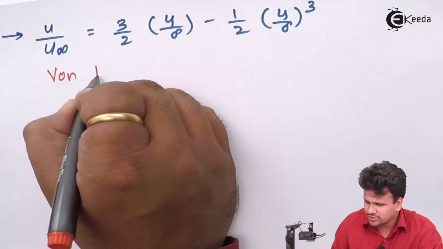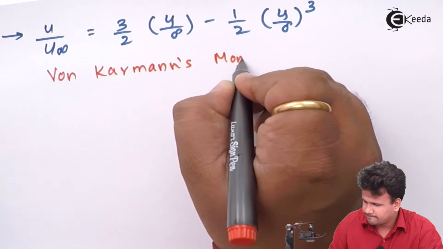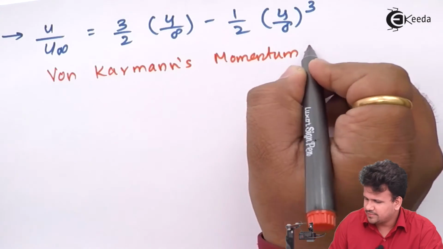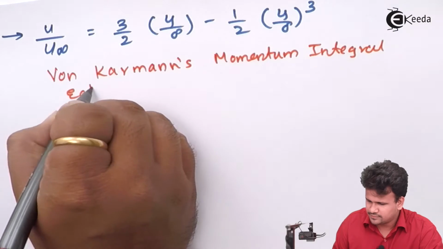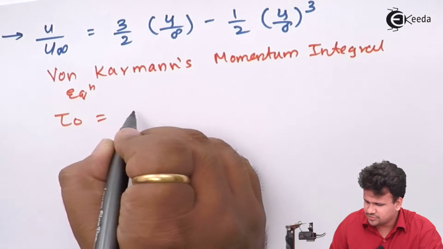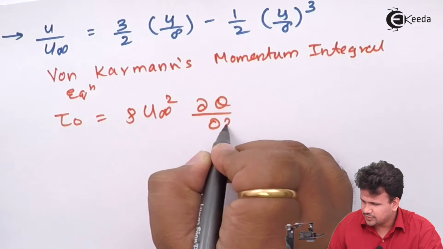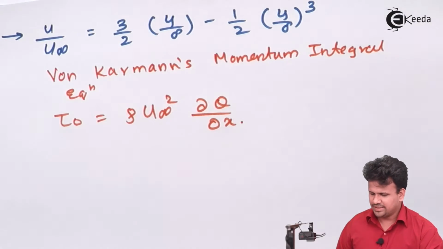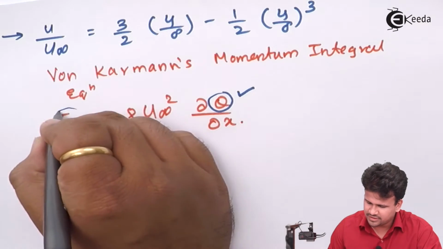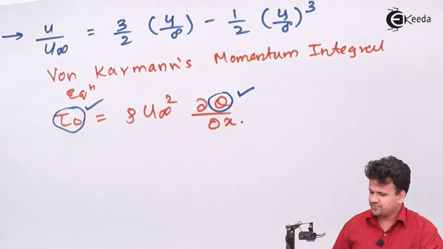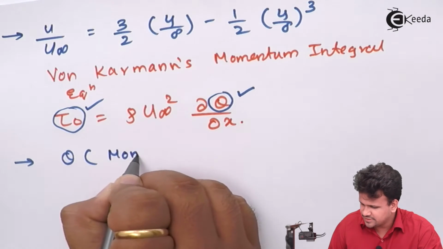So let us write down von Karman's momentum integral equation, which is tau 0 equal to rho u infinity square dou theta by dou x. So this is the equation. For that, first we need the value of theta and then we need the value of tau 0. So first let us calculate theta. Theta is the momentum thickness.